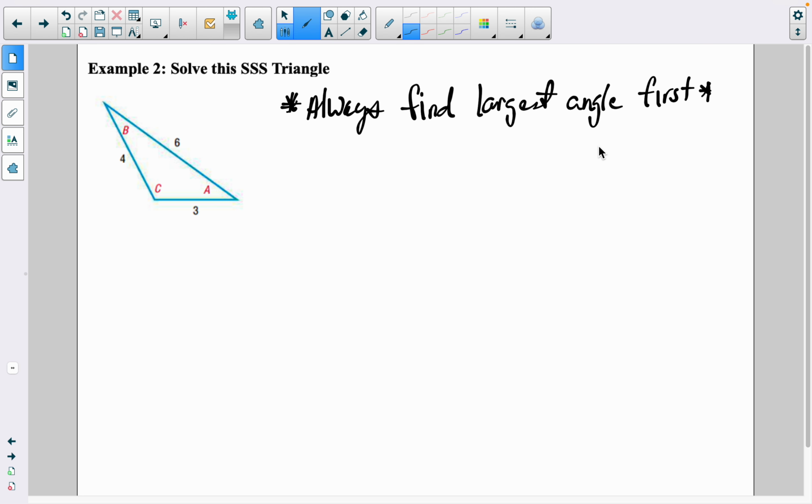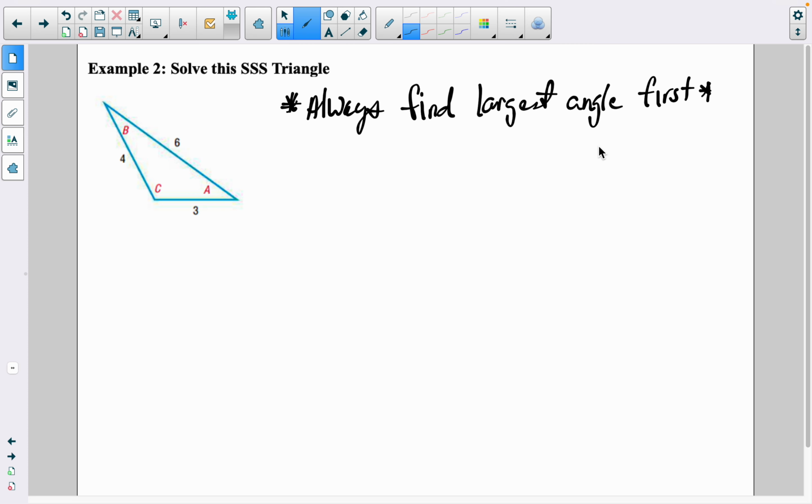All right, so we want to find the largest angle first because remember, with law of cosines, when I find the angle, inverse cosine will give me an answer between 0 and 180 because that's the range of inverse cosine. So whatever angle I get is the actual measurement of that angle. There's no ambiguous case like we have with law of sines. So if the largest angle in the triangle is obtuse, there's no way the other two angles could be obtuse. So I don't have to worry about the ambiguous case if I use law of sines to find the angles. I know those angles are going to be the acute ones.